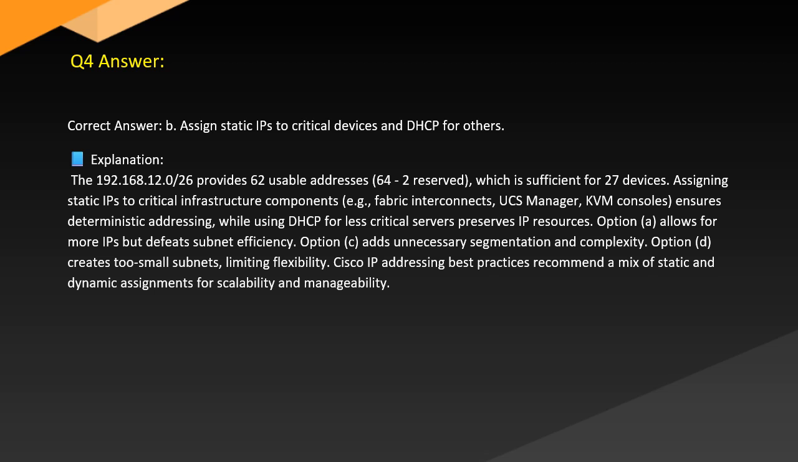Option A allows for more IPs but defeats subnet efficiency. Option C adds unnecessary segmentation and complexity. Option D creates too small subnets, limiting flexibility. Cisco IP addressing best practices recommend a mix of static and dynamic assignments for scalability and manageability.